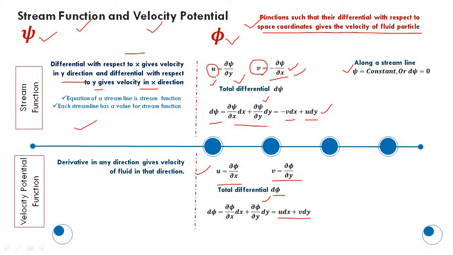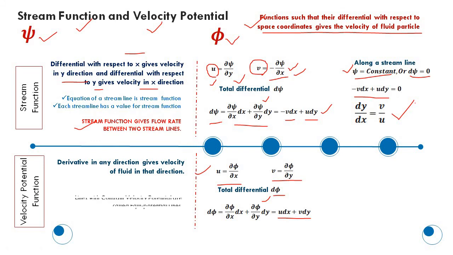Similarly, along the streamline, psi is constant, or the first derivative of psi is 0. d psi is 0. So what does d psi equal 0 mean? d psi is minus v dx plus u dy, and that is 0. Okay, minus v dx plus u dy equal to 0. That means from this equation, dy by dx will be equal to v by u. What is dy by dx? We know that dy by dx is the slope of a line drawn on the xy plane.